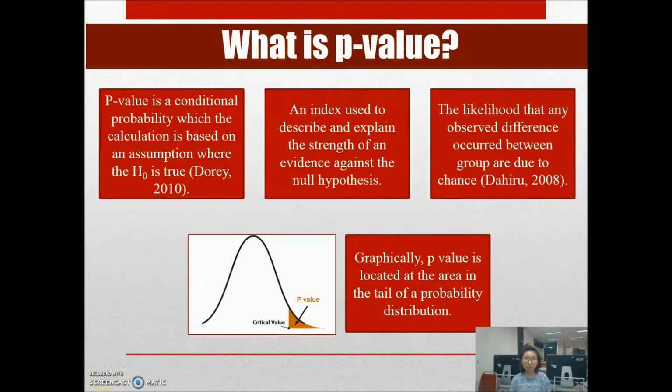Hello, my name is Tewan Jane and I'm going to proceed with the definition of p-value. P-value is the conditional probability, calculated based on the assumption that the null hypothesis is true, as stated by Dore in 2010. P-value is also an index used to describe the strength of evidence against the null hypothesis. It also describes the likelihood that any observed difference between groups is due to chance, as stated by Dahiru in 2008. As we can see in this picture, the p-value is located in the tail area of a probability distribution.